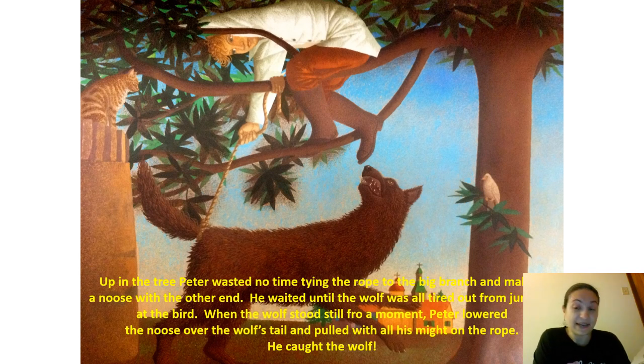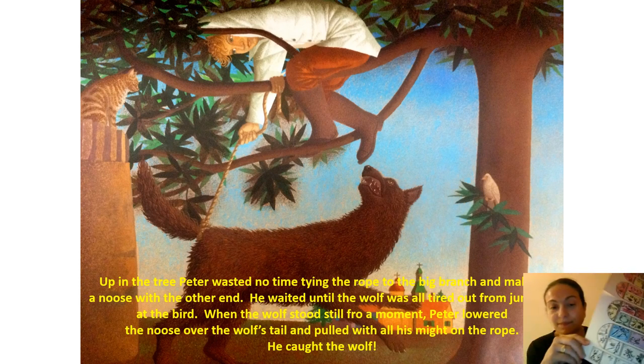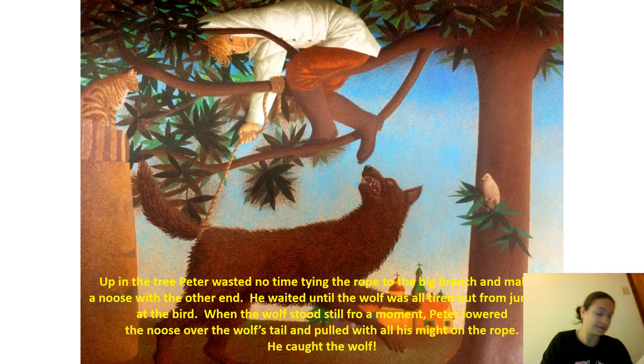Up in the tree. And this is Peter 24. Peter wasted no time tying the rope to the big branch in the tree and making a noose in the other end. He waited until the wolf was all tired out from jumping at the bird. When the wolf stood still for a moment, Peter lowered the noose over the wolf's tail and pulled with all his might on the rope.